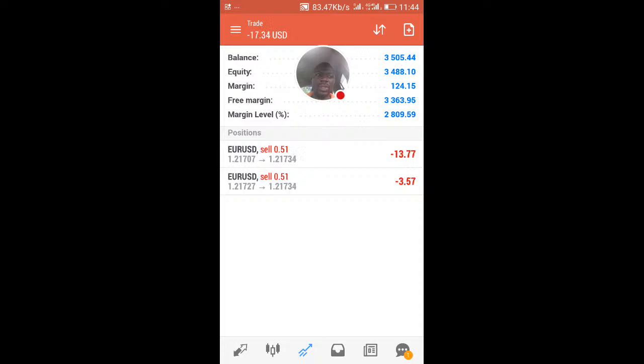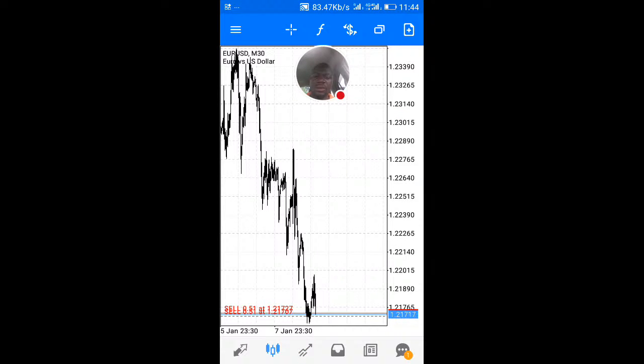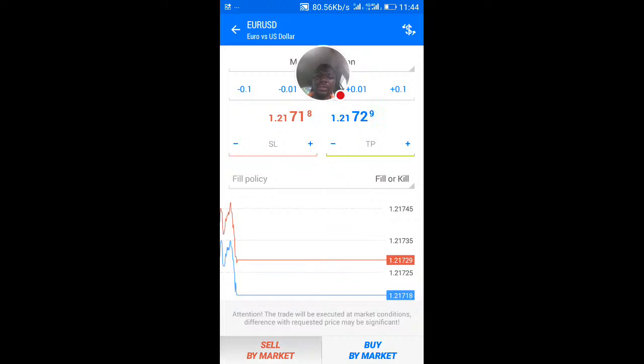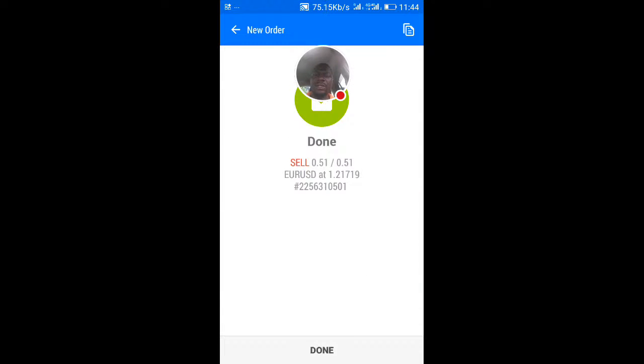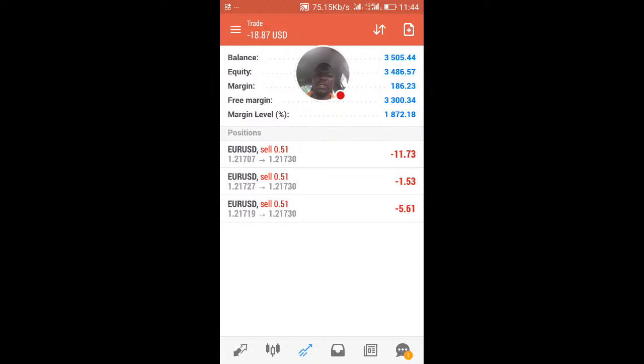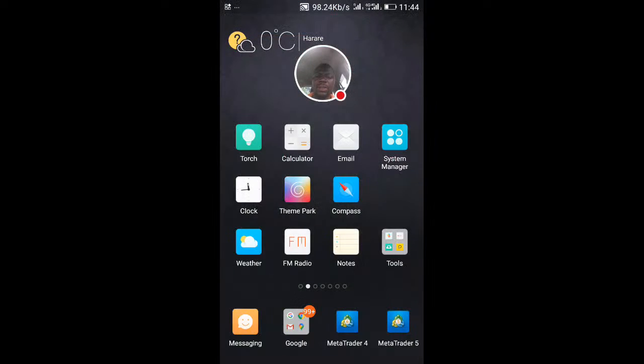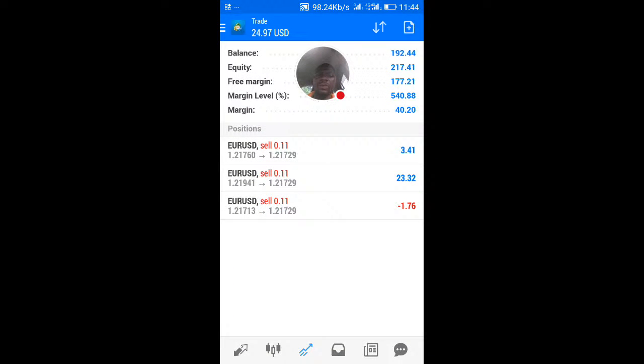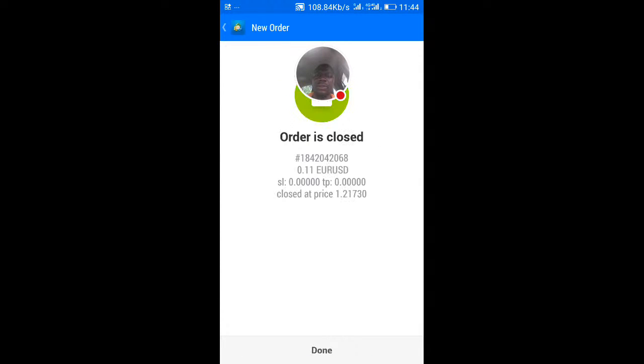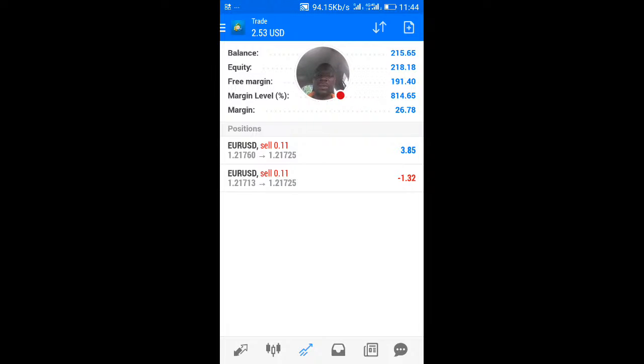Very good. And I have 2 positions now. And as you can see, let me add another one. Yes, done. I have 3 positions now. And let me quickly move on to this MT4 account. And I can close 1 and leave 2. So that if it goes to the other side, I won't cry.